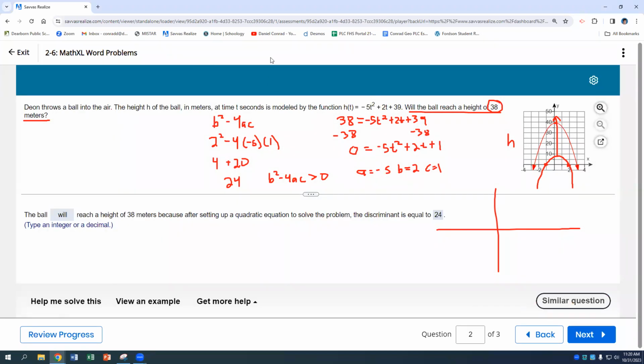Okay. If the discriminant was less than 0, so we'll do another one over here. Let's say this is our original, right up here. If we found that our b squared minus 4ac was less than 0, that means there's no real solutions. So when we bring this back up, it's not going to get 38 units above 0, so we're not going to reach the height of 38.